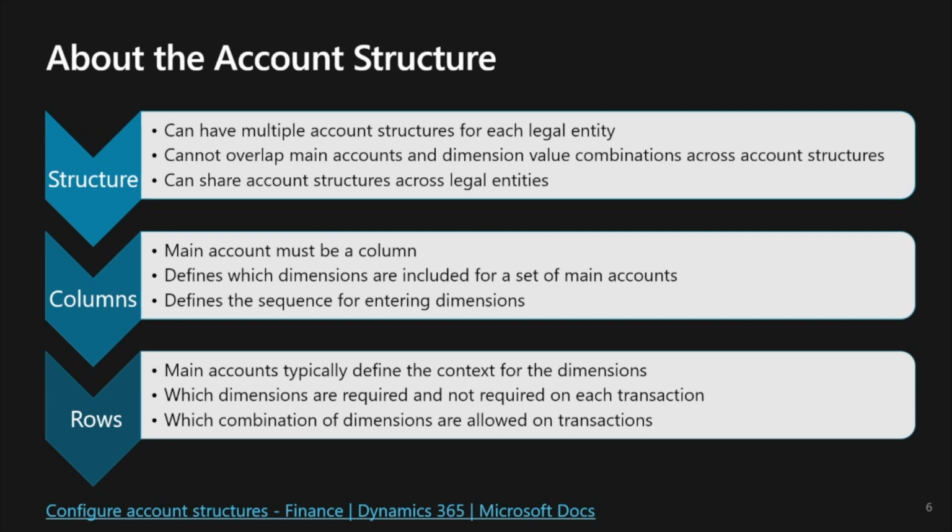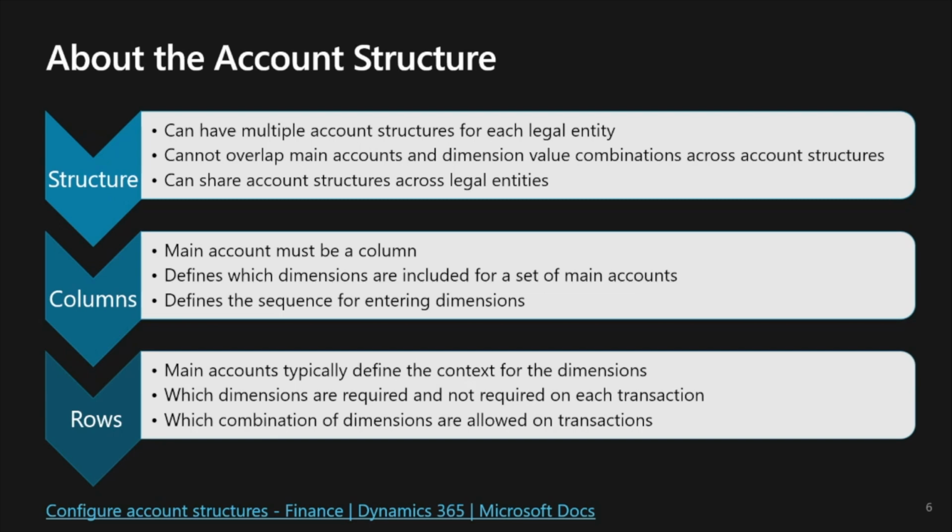You will add additional columns to the account structure for each financial dimension that you want to include with the main accounts in your account structure. These are oftentimes, again, referred to as segments. The sequence that the columns appear from left to right in the account structure will dictate the sequence that users will enter the dimensions when pressing Tab in the segmented entry control. The segmented entry control is a special type of field that appears in journal entries, for example, where you can enter the full account string for a particular transaction.